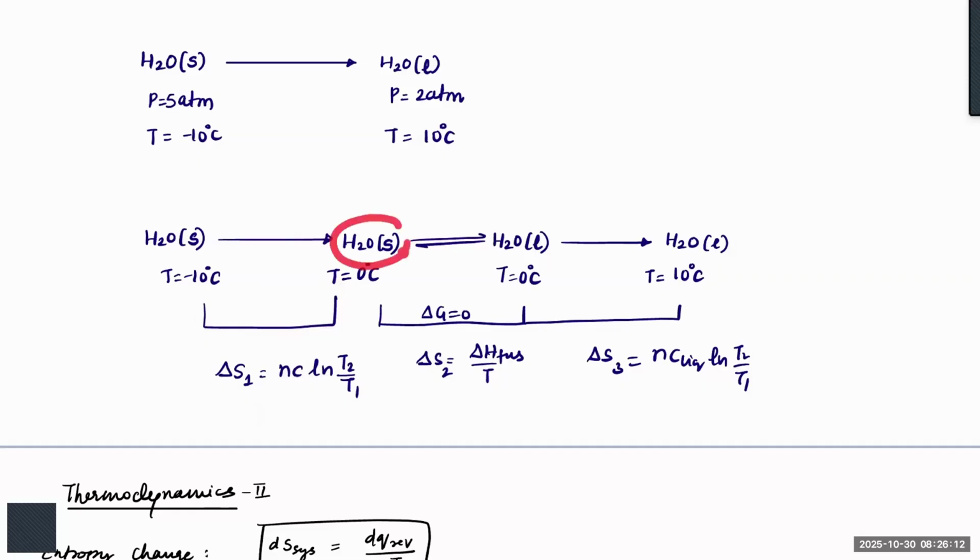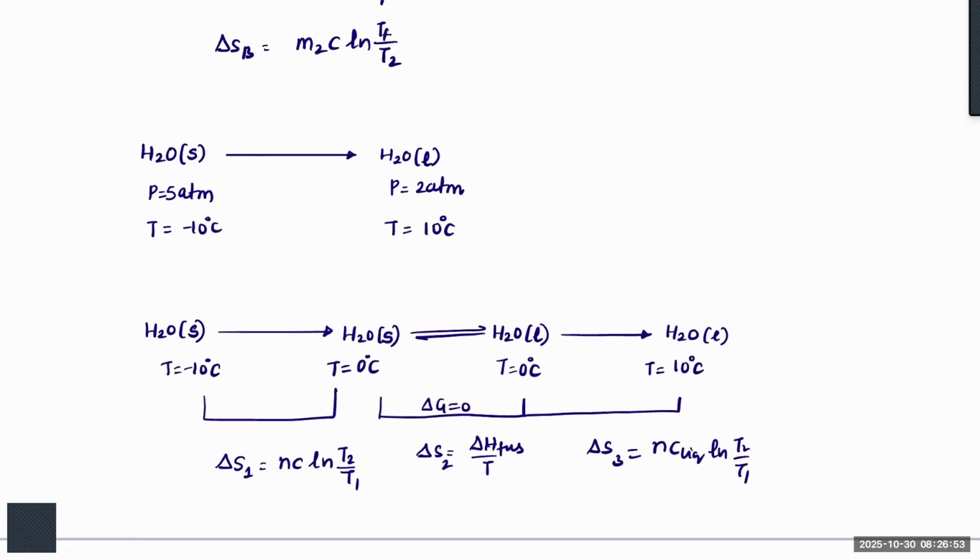Then from solid at 0 degrees, you convert that into liquid at 0 degrees. Because this is an equilibrium, delta G will be 0 and delta S will be equal to delta H by T. Because you know that delta G is equal to delta H minus T delta S, correct? So if this is 0, delta S will be equal to delta H by T. And then you take it from 0 to 10 degrees. Again delta S will be nC ln T2 by T1. So the sum of these three will give you the total entropy change.